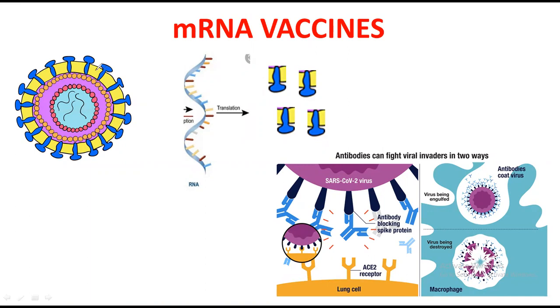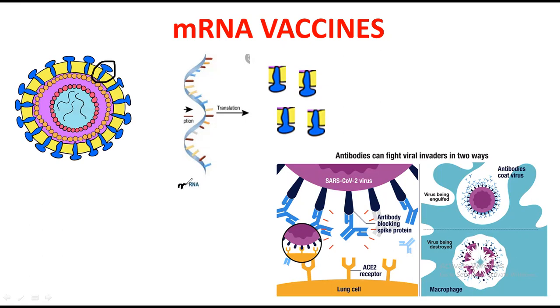So if we create an immunity against this protein, then this virus can no longer bind to the receptor of the lung cells. So what they do is they first find out the messenger RNA that produces this type of protein. They take the messenger RNA portion.